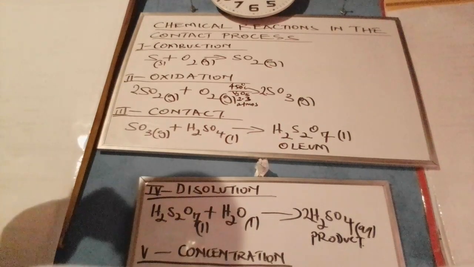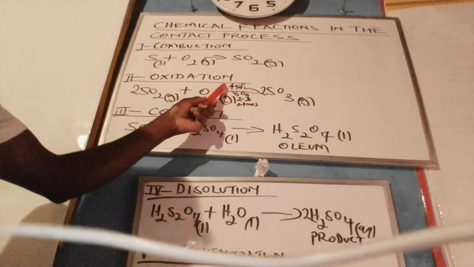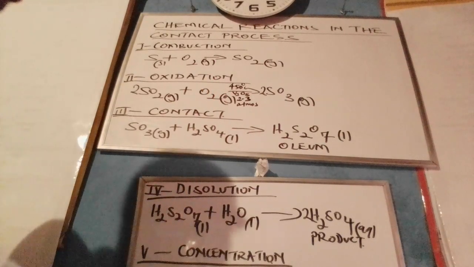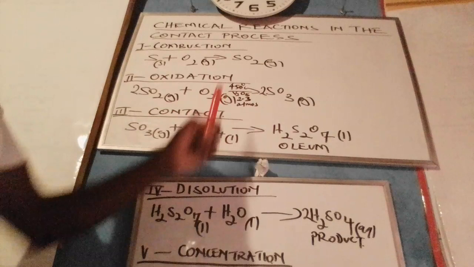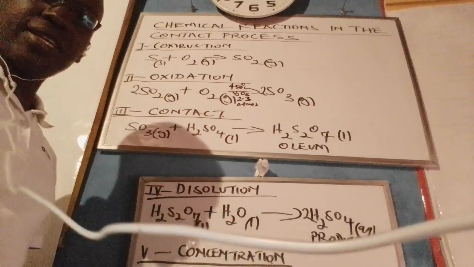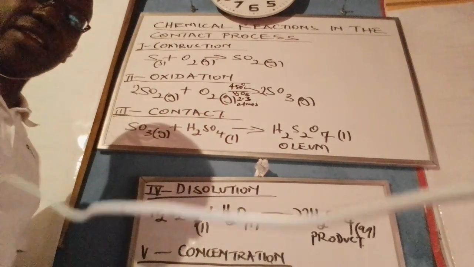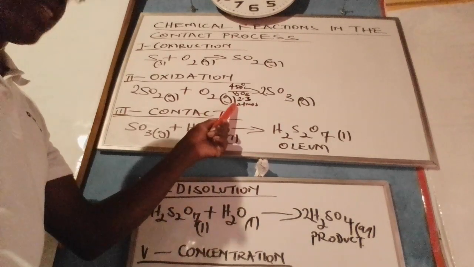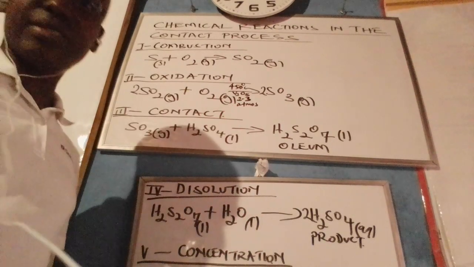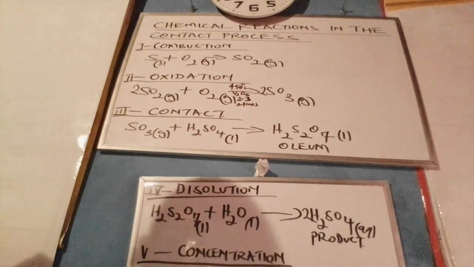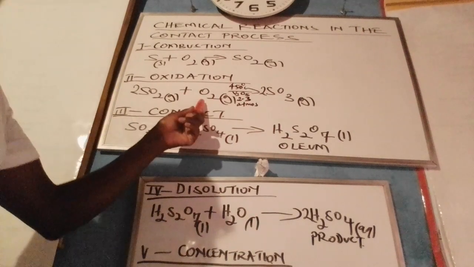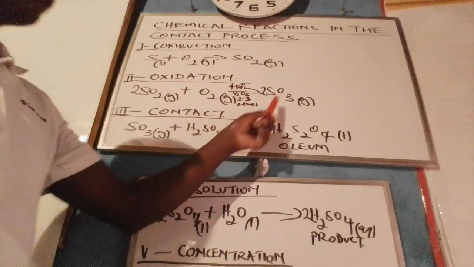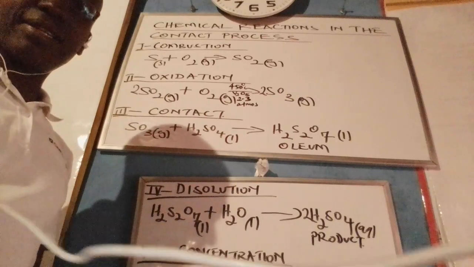The oxidation process happens at optimum conditions of 450 degrees Celsius. A catalyst composed of vanadium pentoxide, or platinum asbestos in the absence of vanadium pentoxide. The pressure conditions which are optimum for this process is 2 to 3 atmospheres. Now, when sulfur dioxide meets oxygen at the optimum conditions, it forms sulfur trioxide gas.